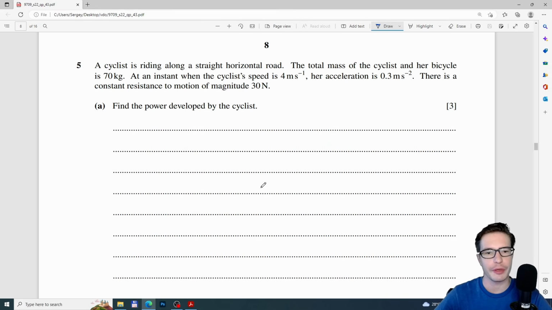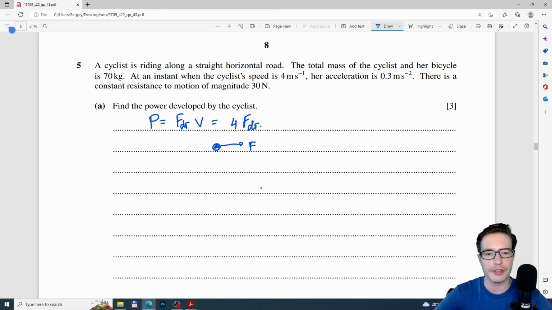Okay, next question is about the power. So we've got the cyclist, and we know its velocity. We're looking for the power, which will be the driving force times velocity. And we know velocity is 4, so it's going to be 4 times the driving force. Now all we have to find is the driving force.